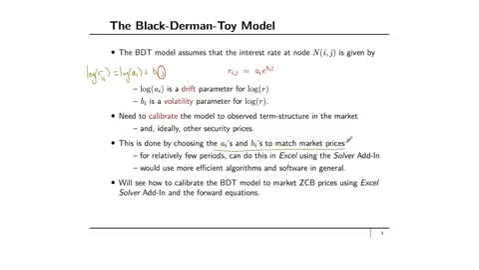For relatively few periods, we can actually do this in Excel using the Solver add-in, and indeed we're going to do this in a few minutes. But also more efficient algorithms and software could be used in general. In fact, it would be very straightforward to do this in R or Python or MATLAB or C++. We'll also see how to calibrate the Black-Derman-Toy model to market zero coupon bond prices using the Solver add-in in Excel, and the forward equations.